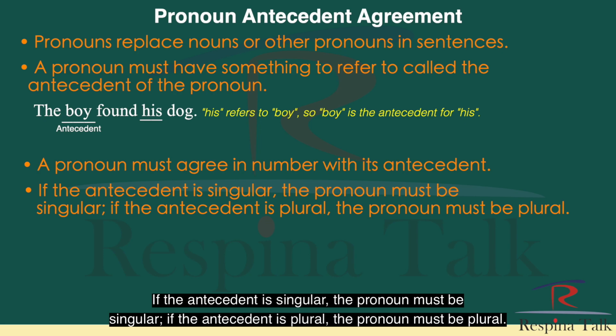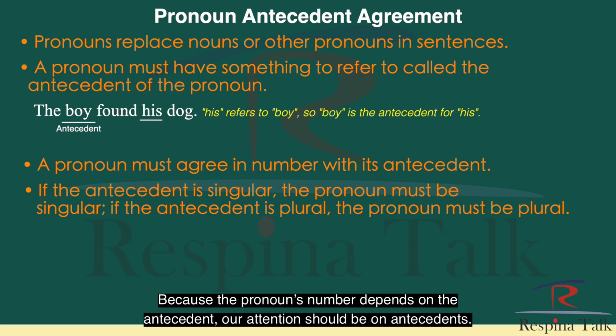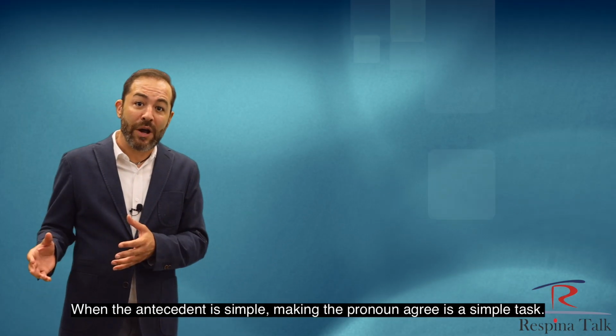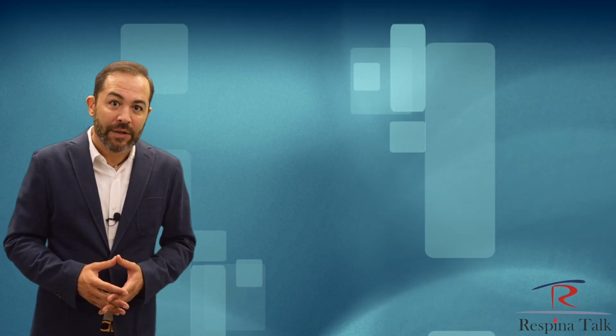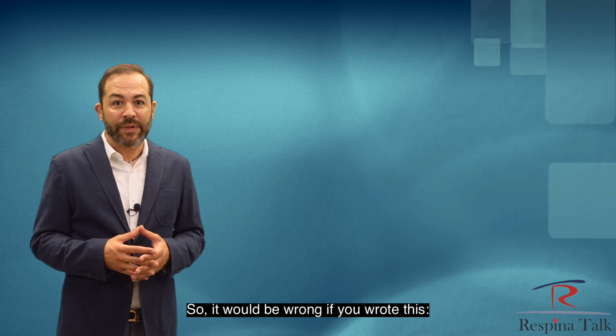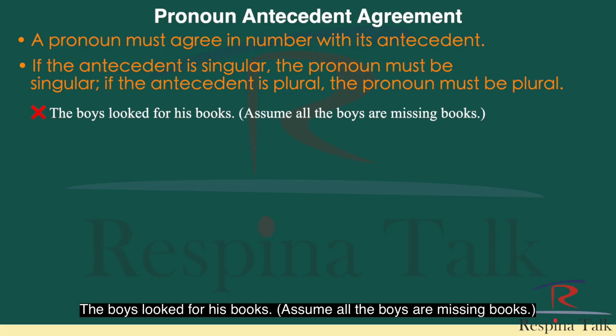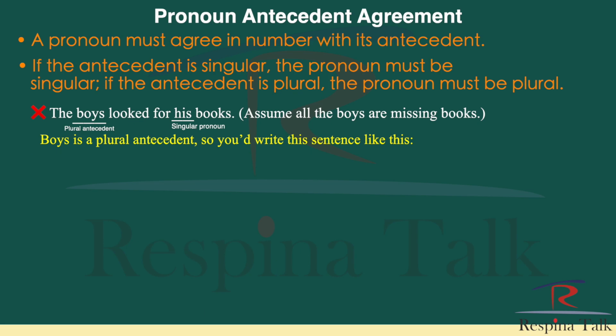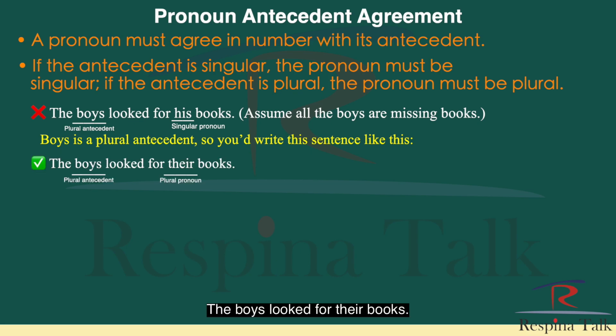If the antecedent is plural, the pronoun must be plural. Because the pronoun's number depends on the antecedent, our attention should be on antecedents. When the antecedent is simple, making the pronoun agree is a simple task. So it would be wrong if you wrote this: The boys looked for his books. Assume all the boys are missing books. Boys is a plural antecedent, so you'd write this sentence like this: The boys looked for their books.